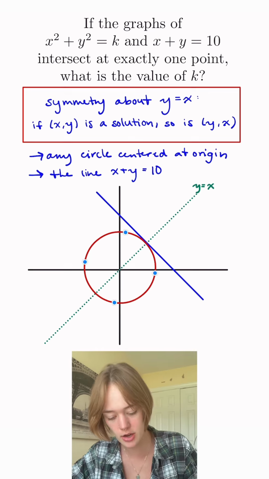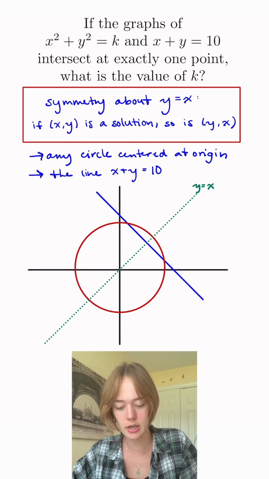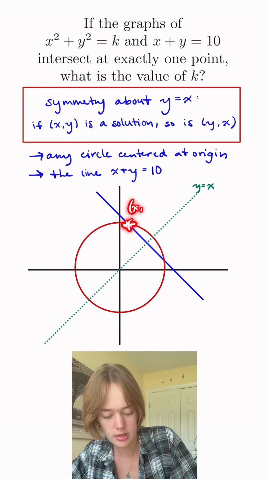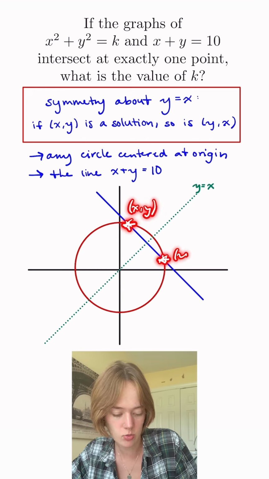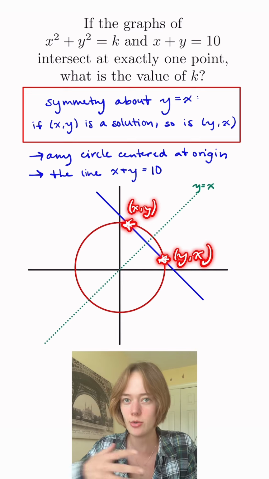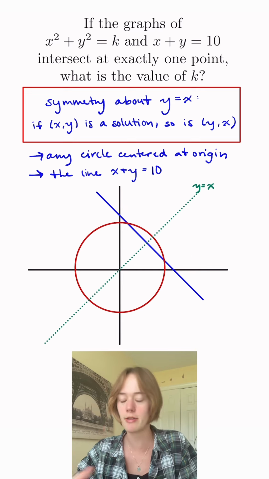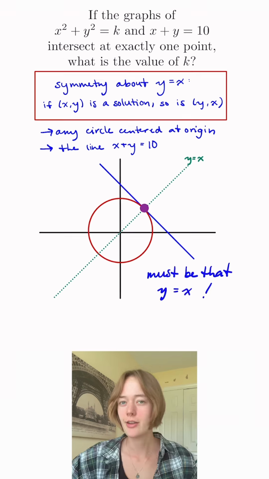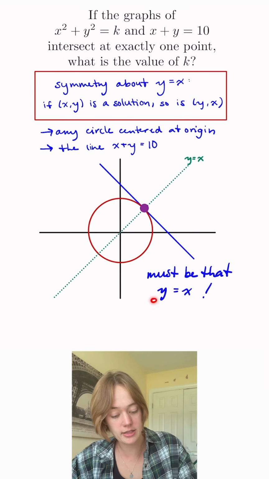Because if we have any other intersection, maybe this is clearly not tangent, we're going to have a point here that's xy, and then a point here that's yx, where those two are not equal. We have two intersections. We only want one. So we just have to enforce that condition that x is equal to y. The rest of the problem is pretty straightforward because we know that x is going to be equal to y.